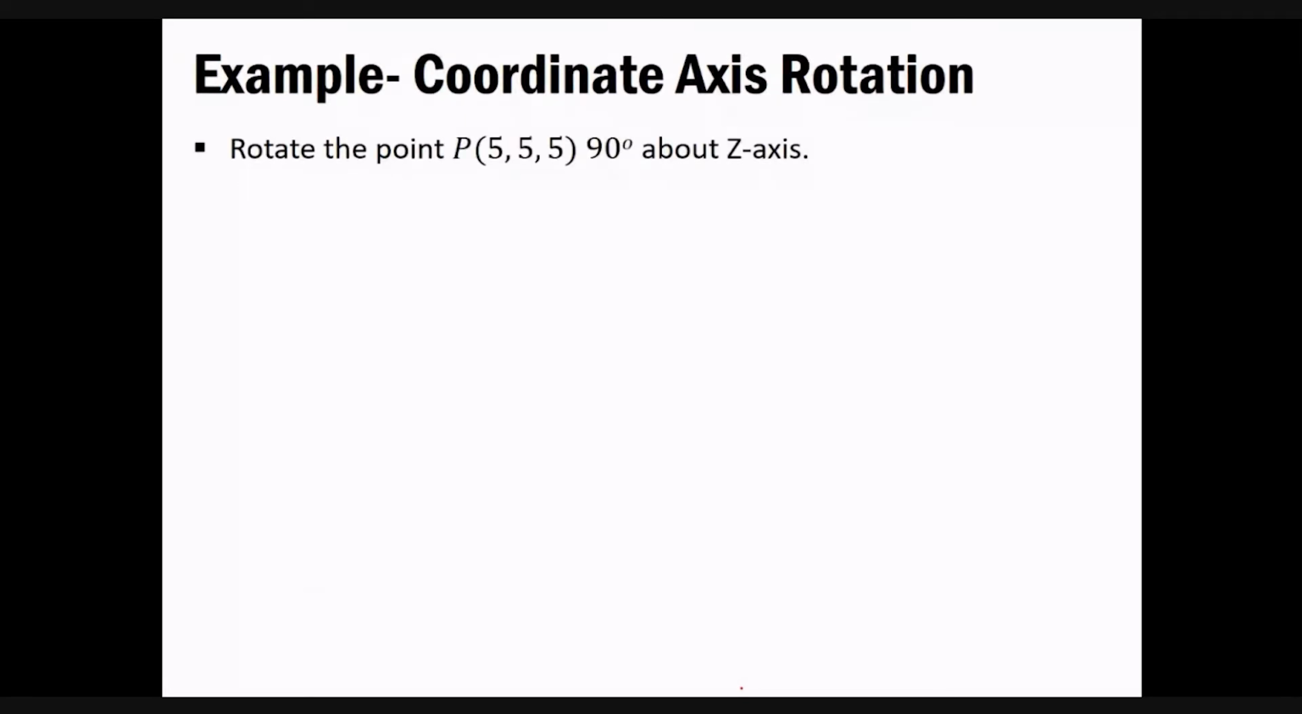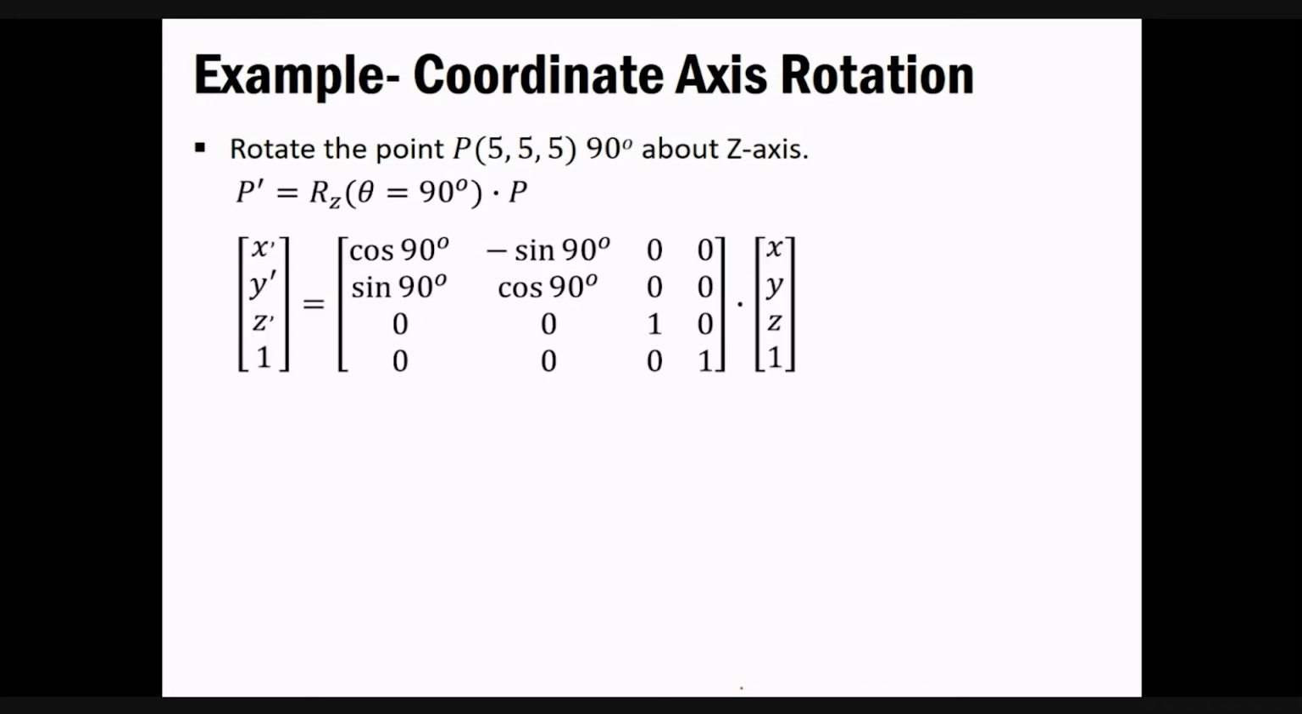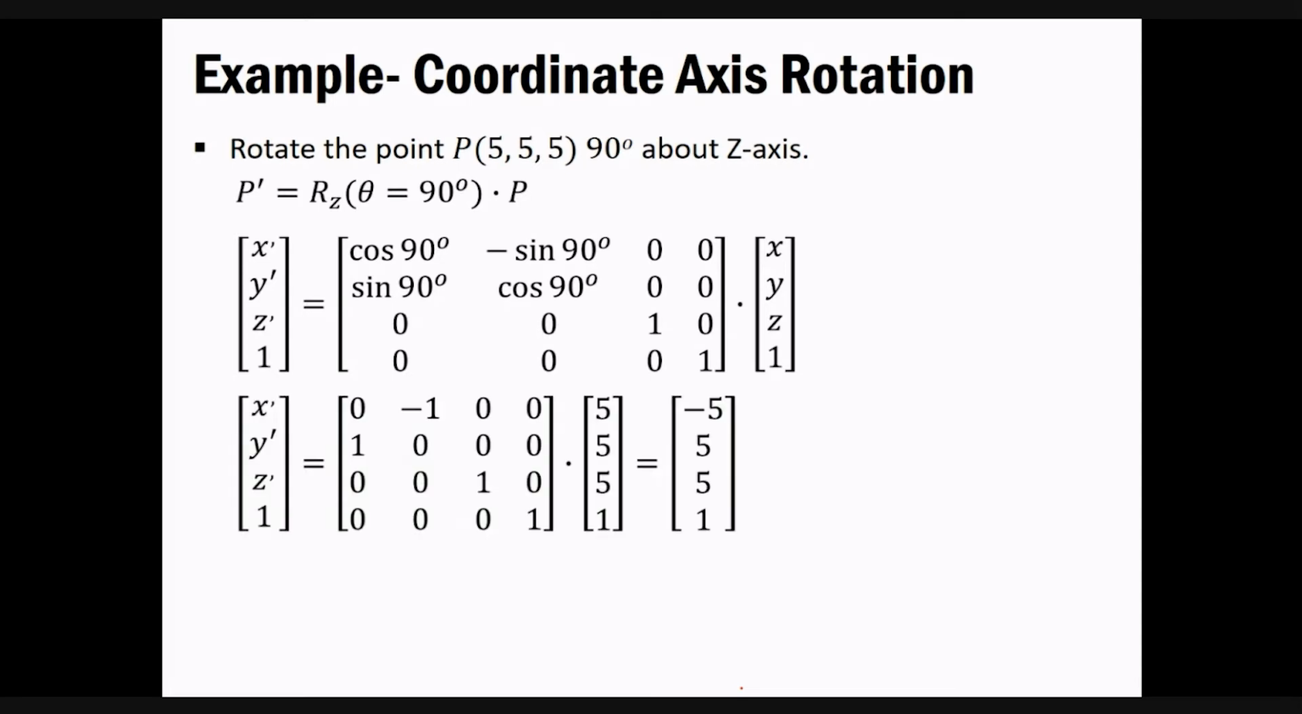Now, one simple example is given over here. What it says is rotate the point P, that is 5 5 5, by 90 degrees about the z-axis. So now you just have to take the matrix from the PPT, put in your values, do all the calculations, and find the resultant matrix. For this we have theta with us, and the point is also given to us, that is x, y, z, and we'll put all of this together to calculate it.